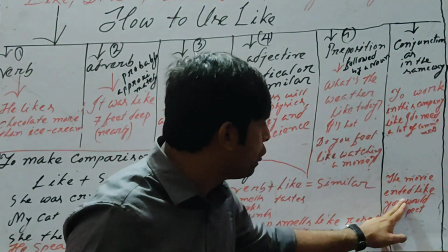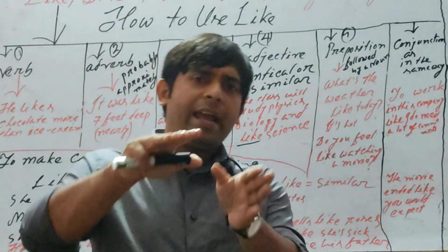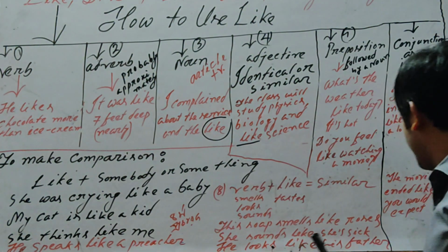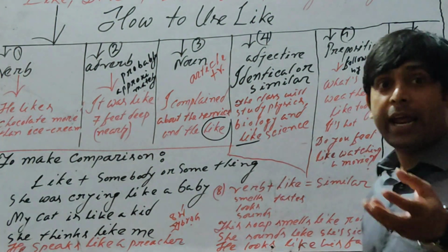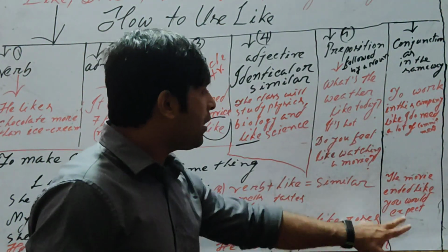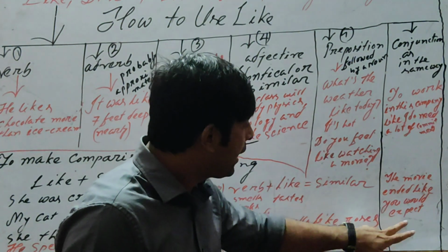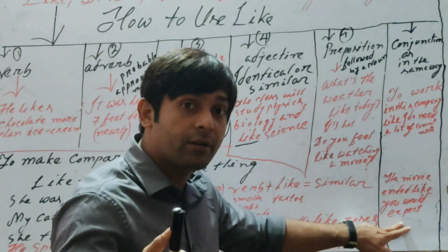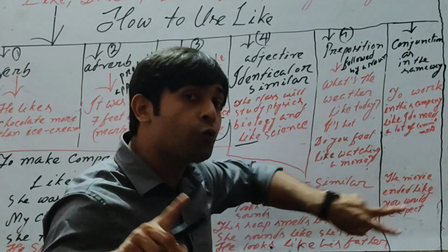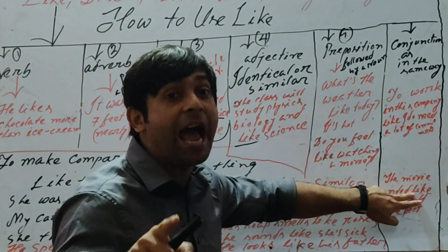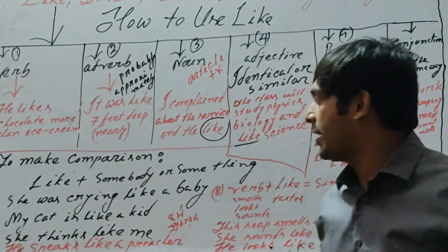The next example: the movie ended like you would expect. The movie ended like you would expect. Okay. There are two parts in this sentence. First, the movie ended, and the second clause, or the second part, is you would expect. So between the two parts, "like" has been used. That is called a conjunction. Is it clear? I hope you are all clear.